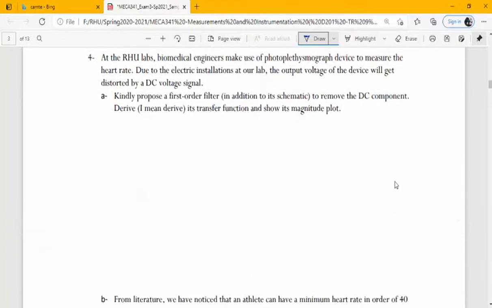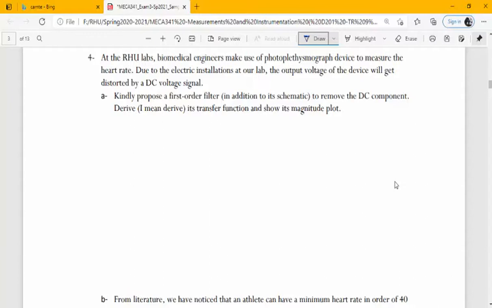In the fourth question, you are given a photoplethysmography device used to measure the heart rate. However, this device is subjected to various types of noise, mainly a DC voltage signal, which is superimposed on top of the actual signal. So you are asked to design a filter to remove the DC component.